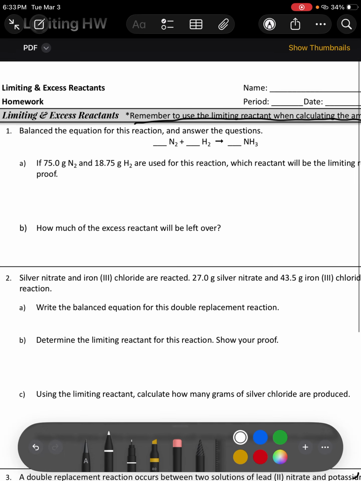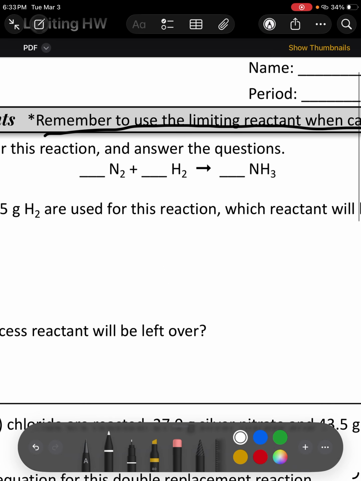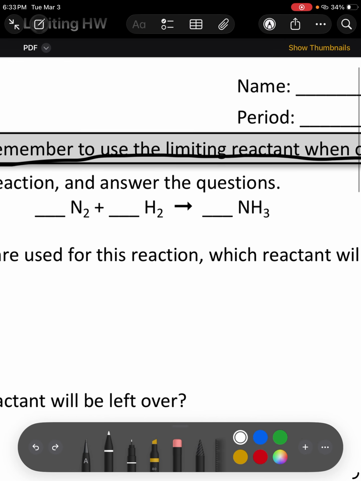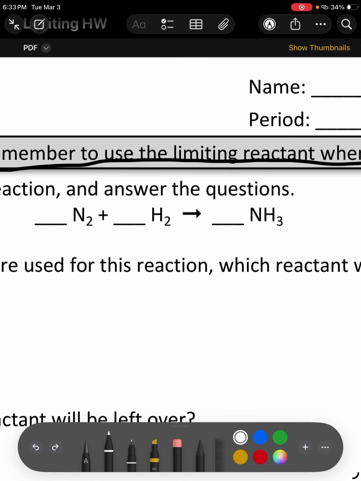Question 1 says balance the equation for this reaction and answer the questions. So first, let's go ahead and balance this equation. If you remember how to do that, we will want to, let me make my pencil a little smaller. Oh, my pencil's not working. Here we go.